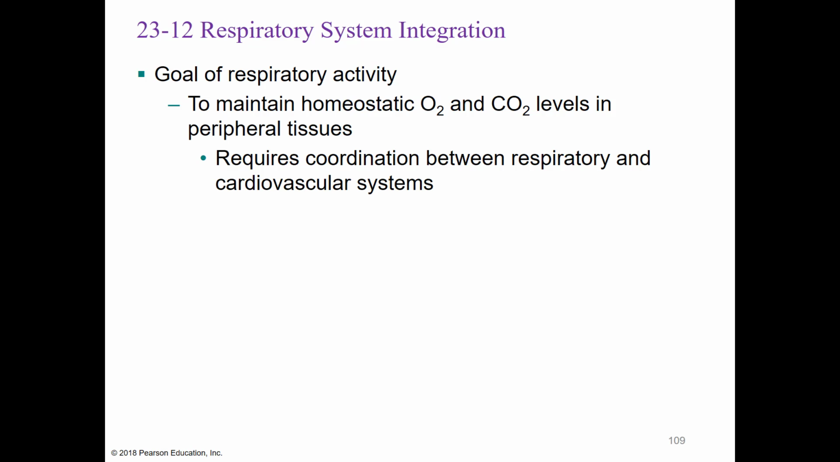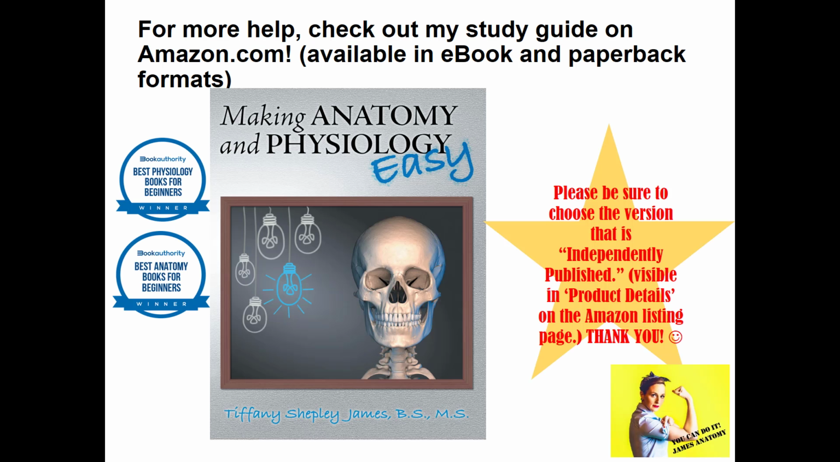The goal of respiratory activity is to maintain homeostatic oxygen and CO2 levels in peripheral tissues. It requires coordination between your respiratory and cardiovascular systems. So this concludes Chapter 23. We'll see you again in Chapter 24, the digestive system.